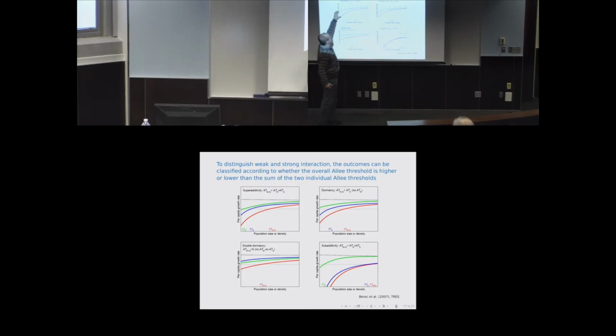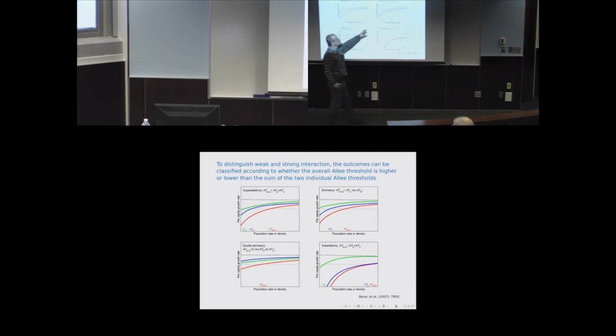Here, the red curve is for the population with one of the Allee effects. It's just a sketch. The blue one is for the population with another Allee effect, and the red one is for the population with both Allee effects working in it. So you can recognize four cases here. The first one is that a combination of two Allee effects causes the final, combined Allee effect to be much stronger than any of the individual Allee effects. I call it super additivity here.